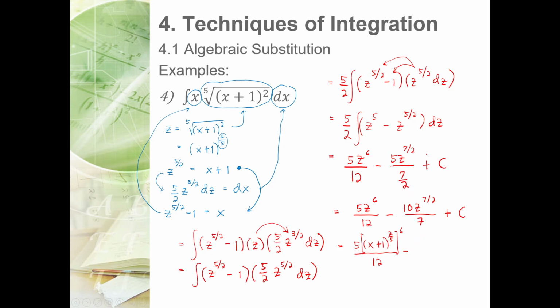So this is also 5 over 7, because we still have 2 here. So times 2 here, then times 2 on the denominator, because this one is coming from 5 halves. So this one should be 5, and then x plus 1 to the 7 halves, right?